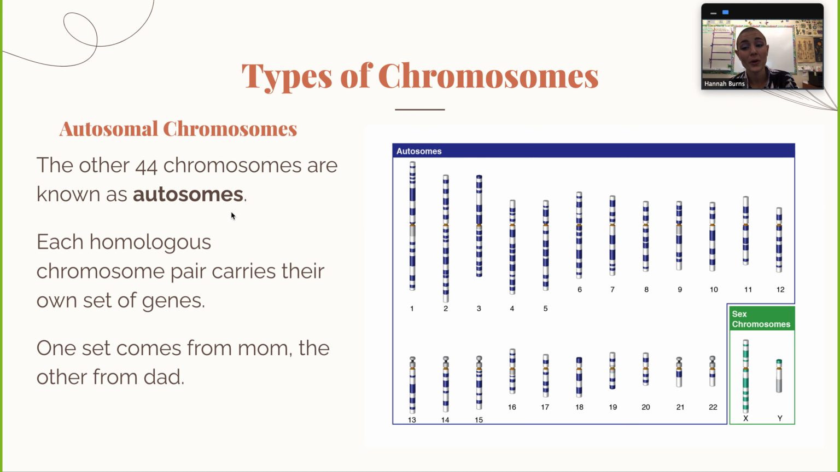So the autosomal chromosomes are the other 44, or the other 22 pairs. Each homologous chromosome pair, remember 2 of the same number, have their own set of genes. One set comes from mom, the other comes from dad. And so here's a chart of all the different chunks of genes and genetic information on those chromosomes.